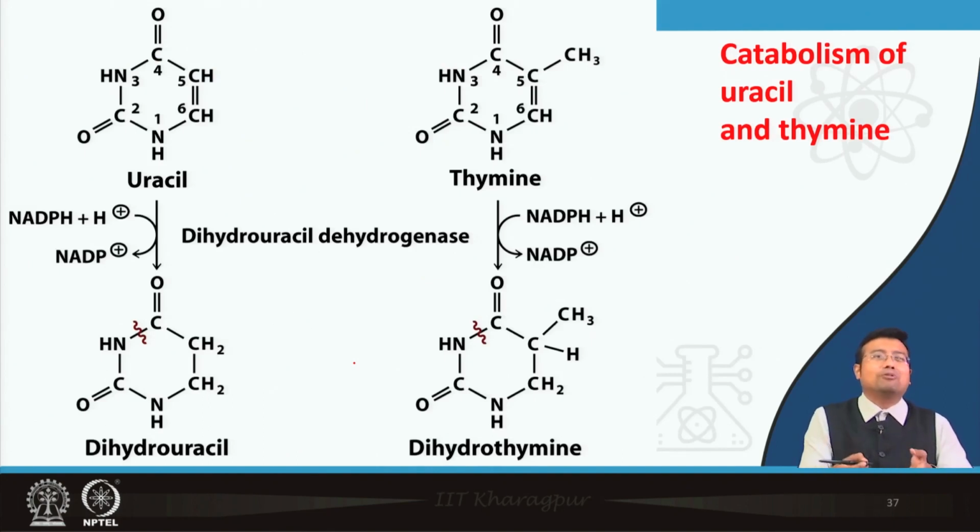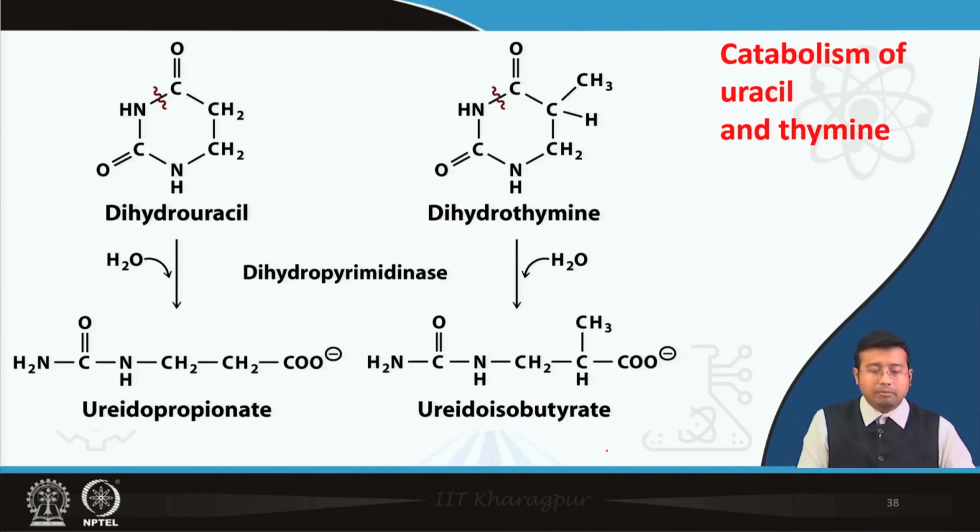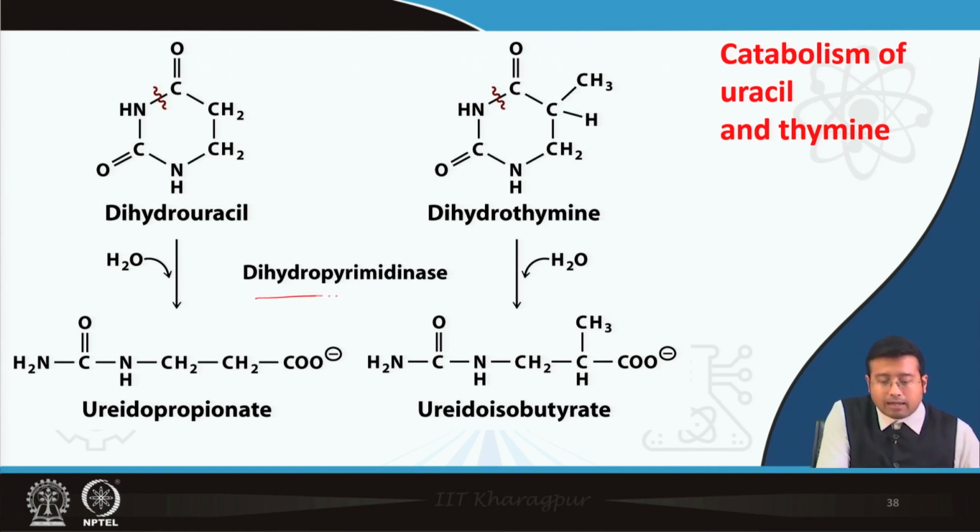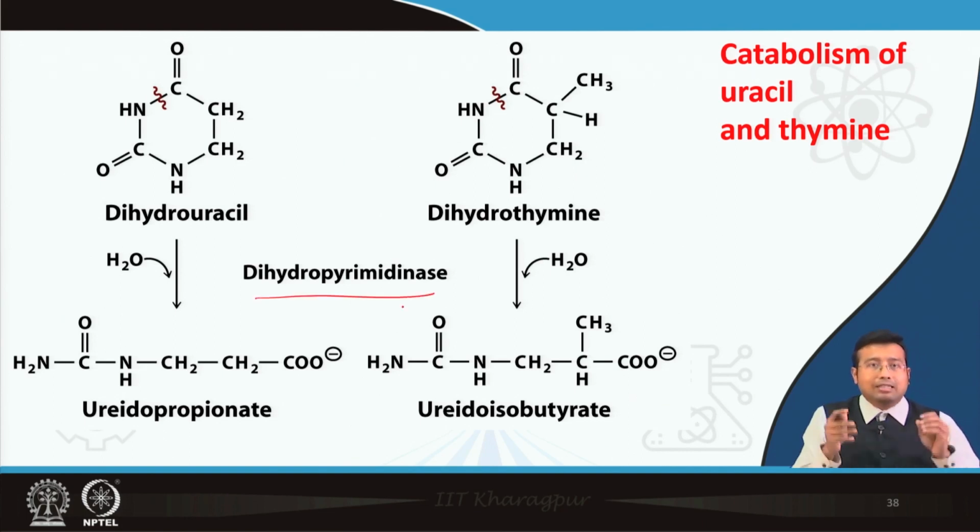They are first acted upon by an NADPH dependent dehydrogenase enzyme, and converted into the dihydro version. So, dihydrouracil and dihydrothymine, which will be acted upon by the enzyme dihydropyrimidinase. Simply a water molecule is coming and converting them to ureidopropionate and ureidoisobutyrate. Okay. The structures are not important, the names are important.